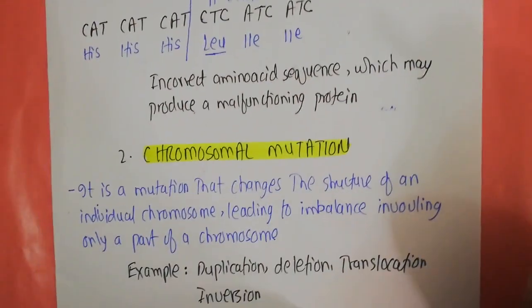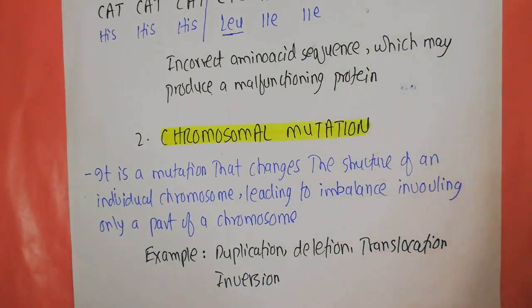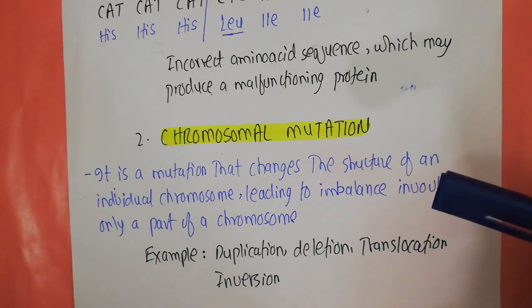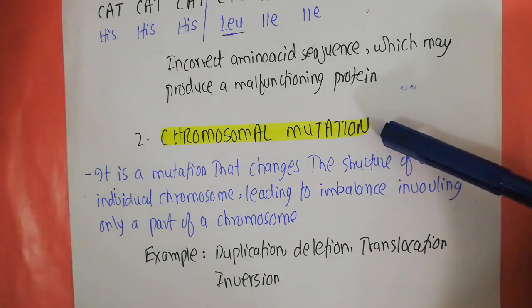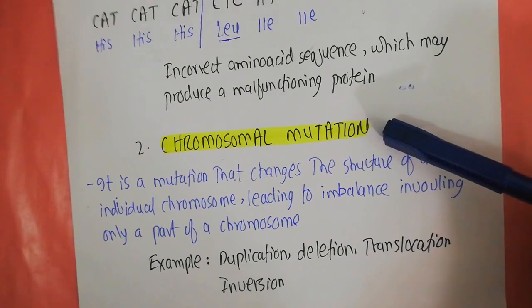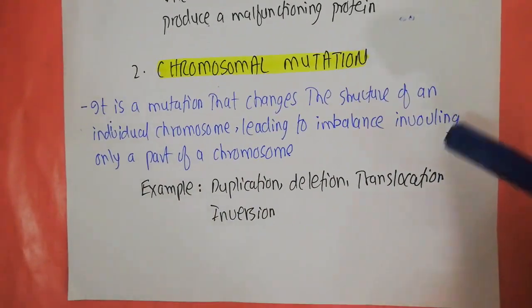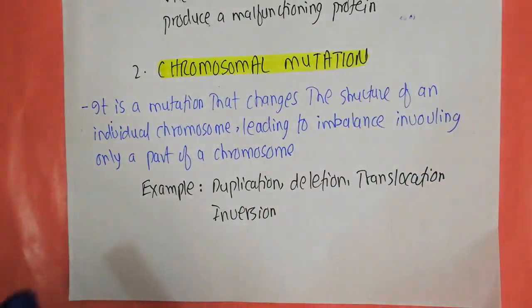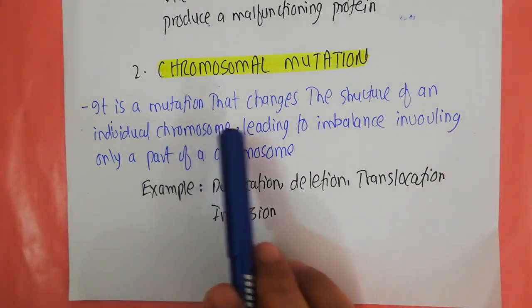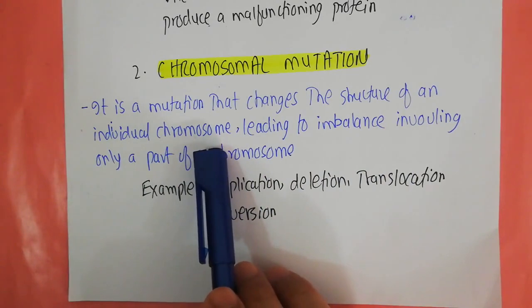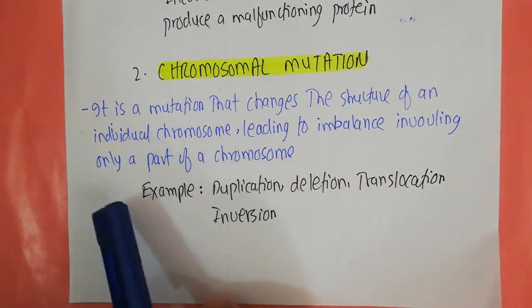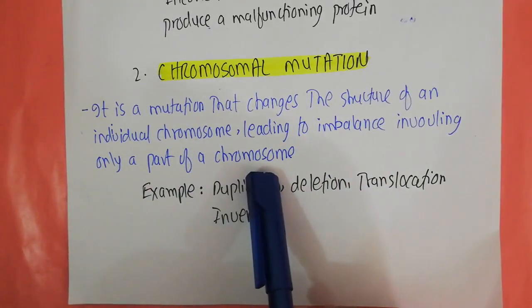The second type of the mutation, we discussed that mutation is of two types. One is called the gene mutations and the other one is called the chromosomal mutations. So let us talk about the chromosomal mutation now, what a chromosomal mutation means. When we talk about the chromosomal mutation, it is a mutation that changes the structure of an individual chromosome, leading to imbalance involving only part of the chromosomes.